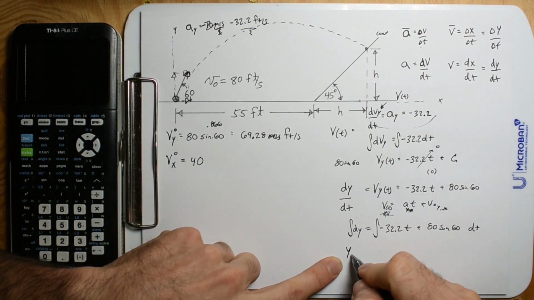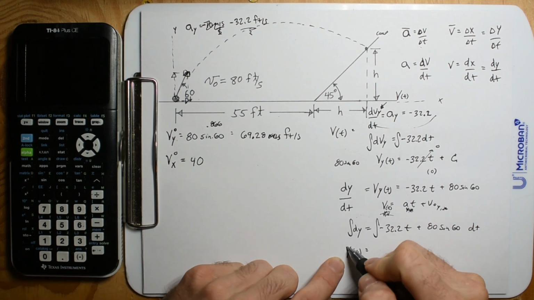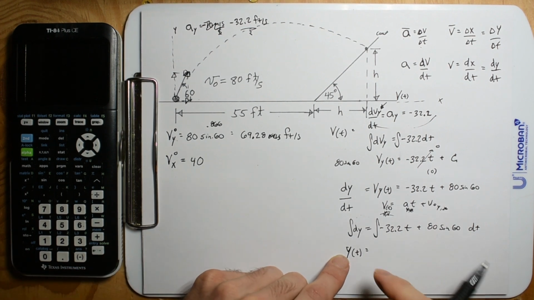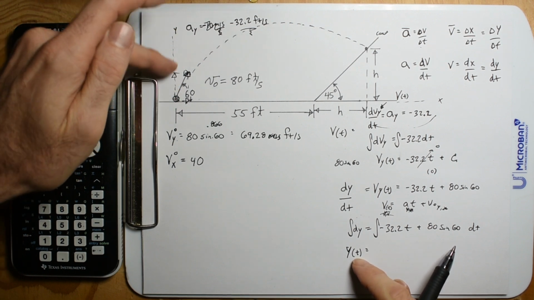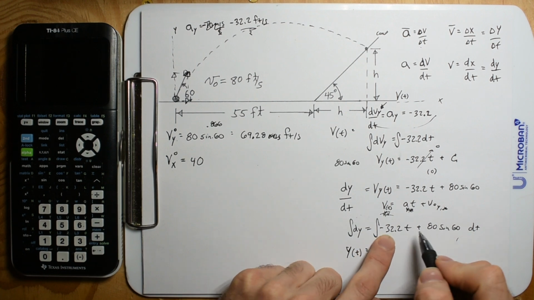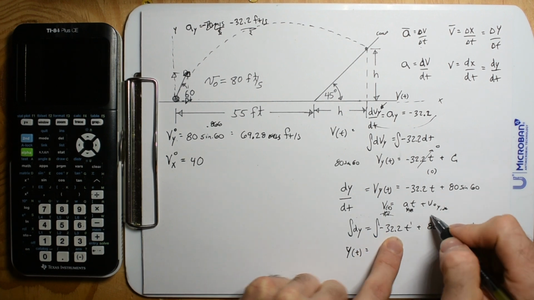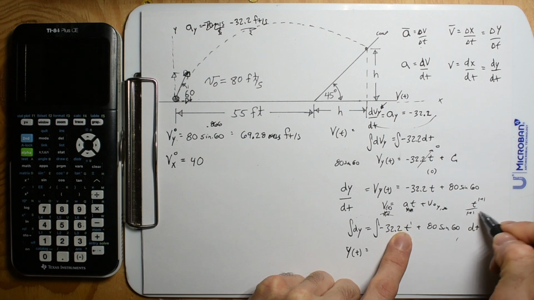Now this will give us the equation of the height, the y position of this football, basically the height of this football as a function of time. When we integrate this, this is t to the 1. The power rule of integration says that goes t to the 1 plus 1 divided by 1 plus 1. So that's going to be t squared divided by 2.